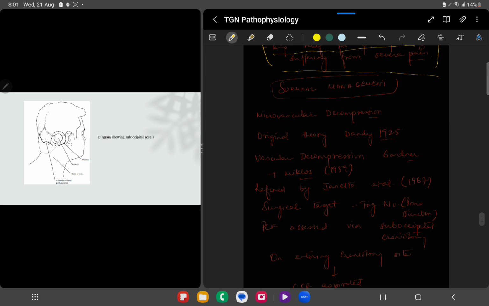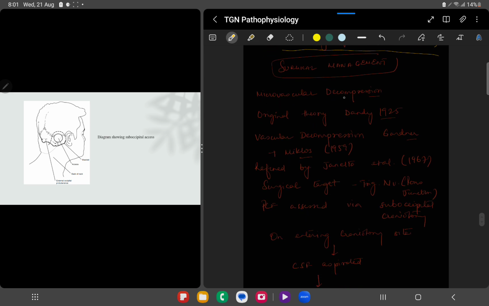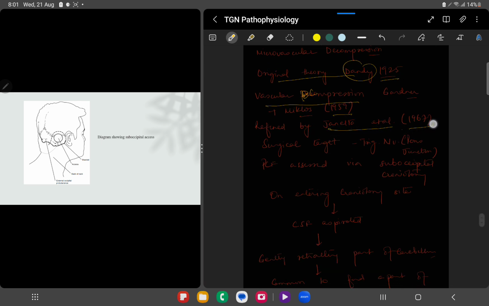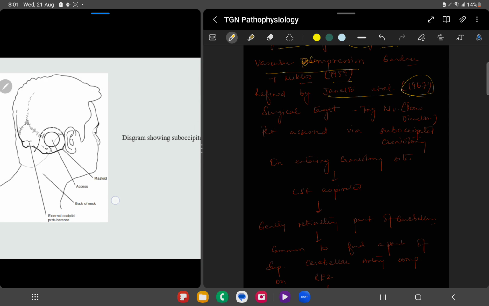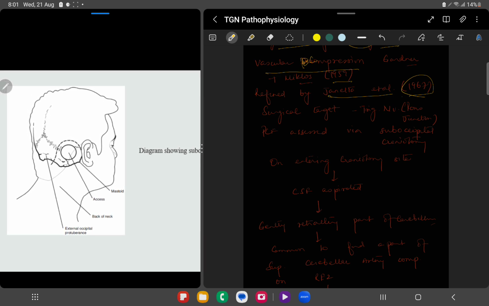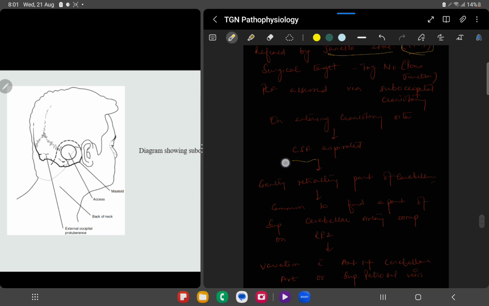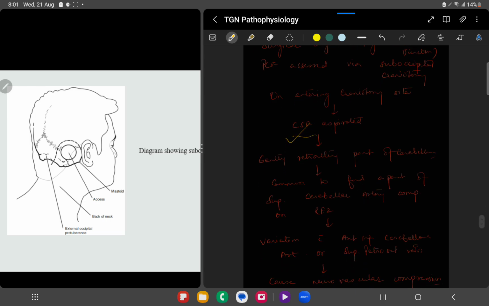Coming to the surgical management, microvascular decompression: originally the theory was given by Dandy in 1925. Gardner and Miklos, in 1959, gave the vascular compression theory of the nerve. This was refined by Jannetta et al. in 1967. The surgical target was the trigeminal nerve root entry zone at the pons. In this diagram you can see that through a suboccipital craniotomy, access is gained to the posterior cranial fossa. On entering this, CSF is aspirated. Gently we retract the cerebellum.